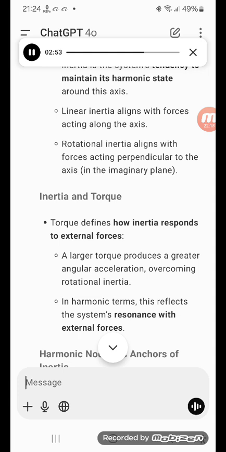Inertia and expansion: inertia directly interacts with torque as the system expands. Linear inertia resists outward motion. Rotational inertia resists angular motion, maintaining the system's symmetry. 5. A new definition of inertia. This could inspire a new definition. Inertia: the harmonic resistance of a system to changes in linear or rotational motion, anchored by the axis of expansion and defined by its torque-driven symmetry.